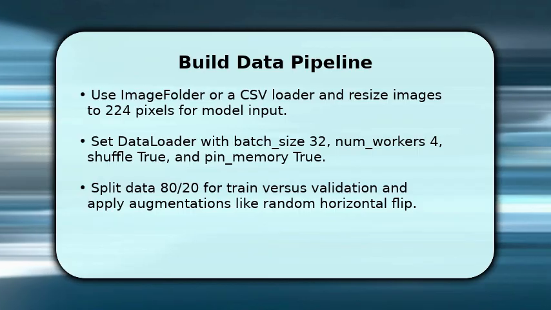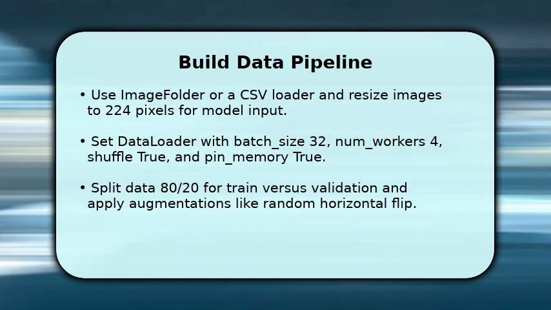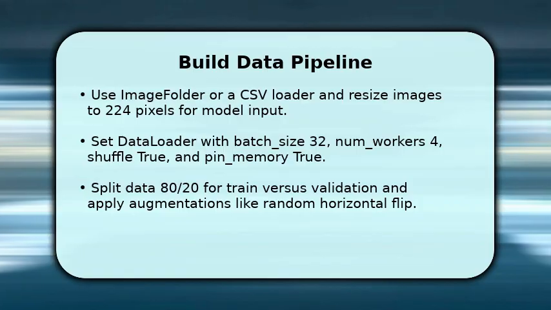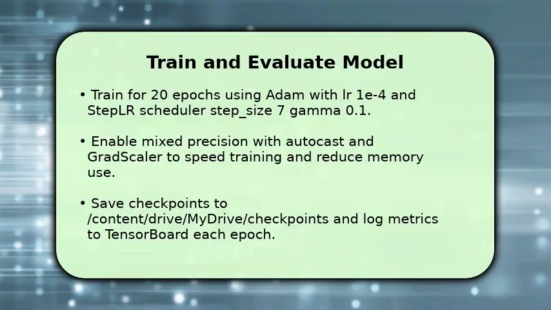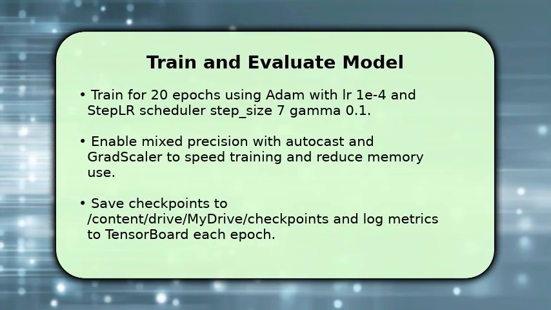Create data loaders with batch size 32, num workers 4, shuffle true, and pin memory true. Split your data into an 80/20 train versus validation ratio. Verify data shapes and sample batches before training. Define your model and move it to the GPU device before starting training.